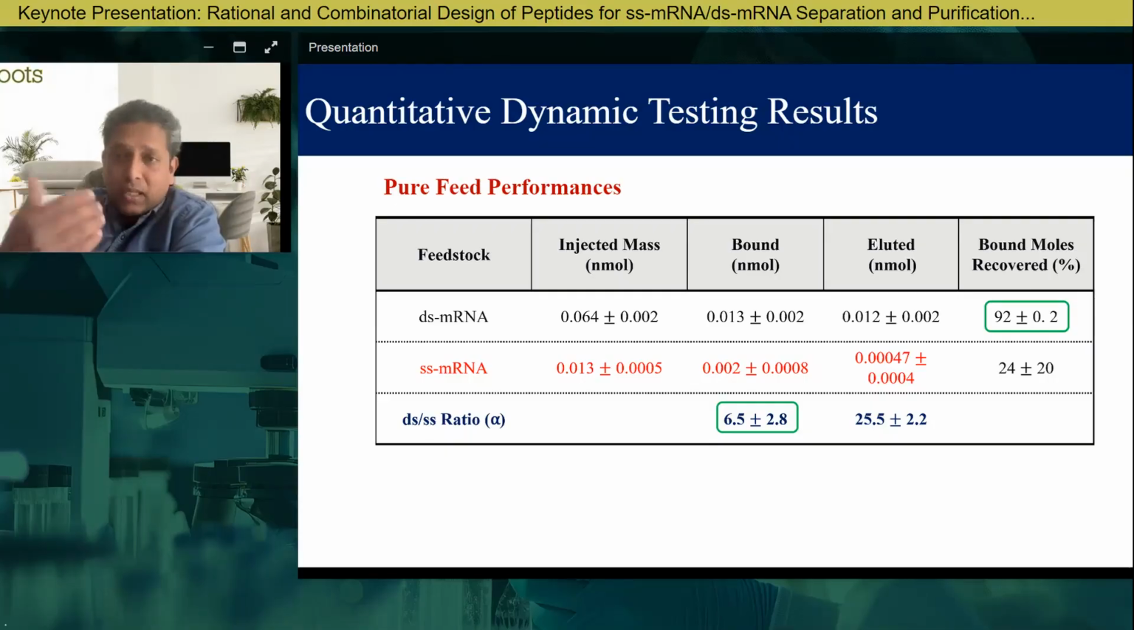We can certainly improve upon this, and we do have candidates that show better performance now. But that's the kind of difference in binding that we need to see to remove the double-stranded RNA impurity. The other one is 92% bound moles recovered. So most of what we are binding, double-stranded RNA that we are binding to the membrane, more than 90% of it can be recovered in an elution step.